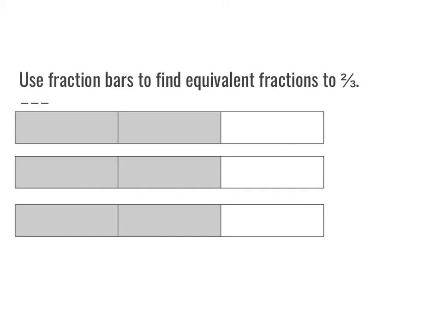So here in our first example, we are going to use fraction bars to find equivalent fractions to 2/3. I have 3 fraction bars for you. They are all showing 2/3 because they are the exact same amount of whole. They have 2 out of 3 pieces that are equally shaded. I'm going to leave the first one as 2/3.